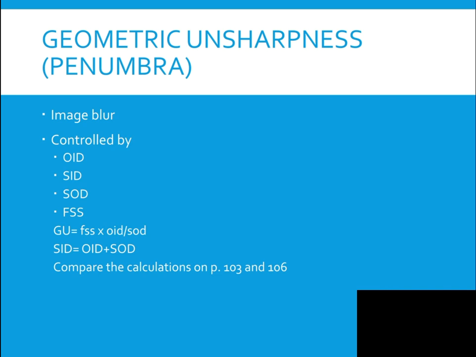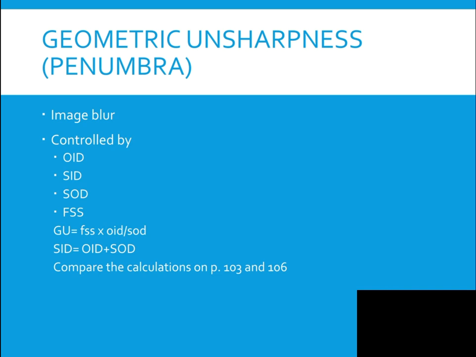So where we have geometric unsharpness, our geometric unsharpness is penumbra. Remember, umbra means sharpness, penumbra means unsharpness. So that's your image blur, and the things that are going to control that are your OID, your SID, your SOD, your focal spot size. So your geometric unsharpness is going to be focal spot blur times OID over SOD.